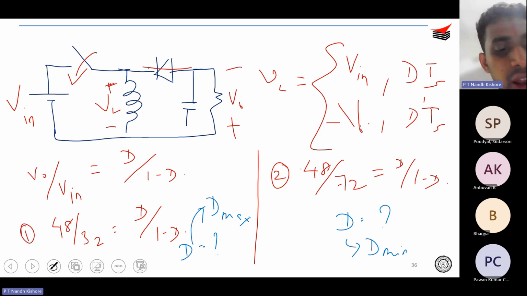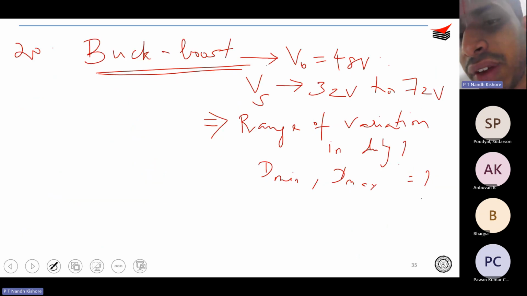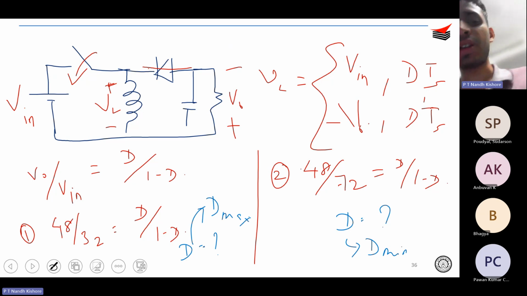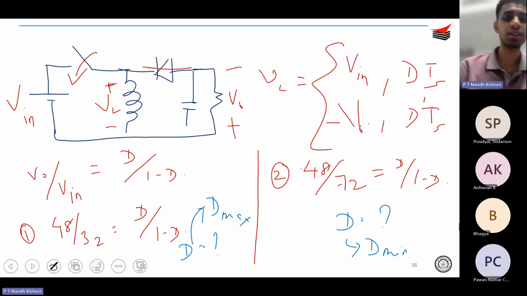Okay, so this is the range of duty. The question is find out the range of variation of duty. So just substitute the values for your converter gain and you will get what is Dmax and Dmin. Okay, got it. So in this question, do you have any doubts?